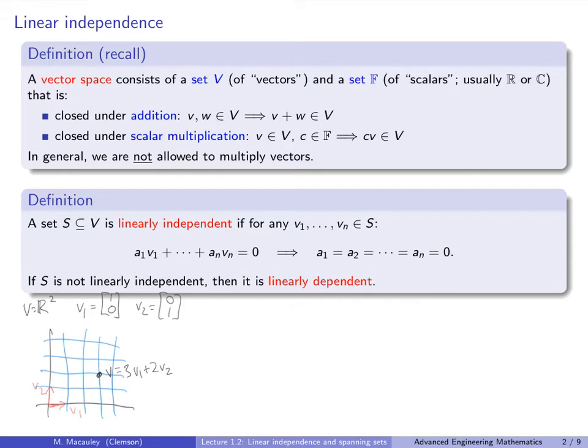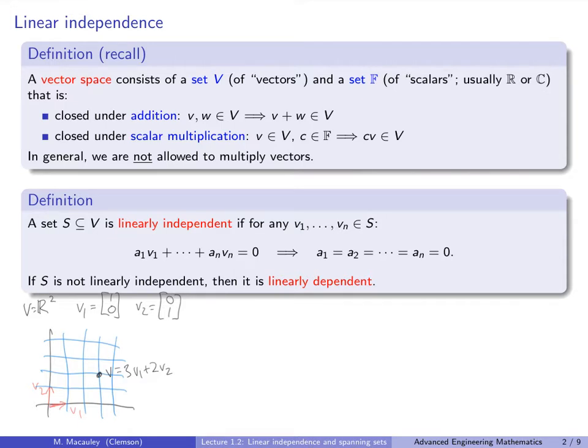And as I said, this doesn't have to be on a lattice point. This can be in between, and it could be like 1.5 v1s and 1.5 v2s. Or it could even have irrational coefficients. The coefficients have to come from the set of scalars. So why is this set independent?